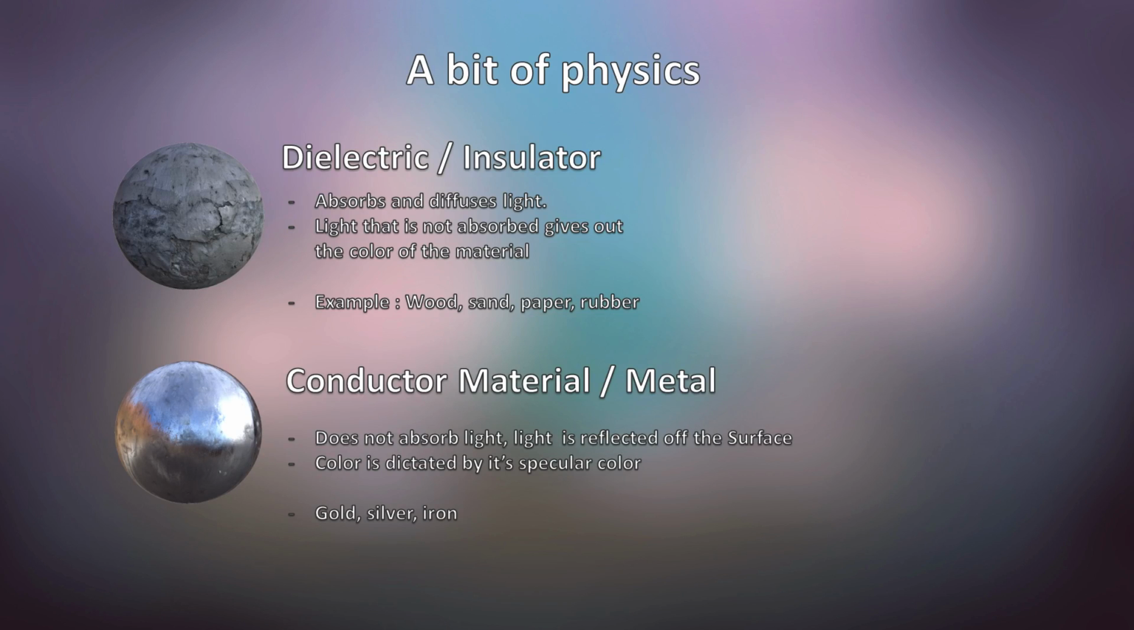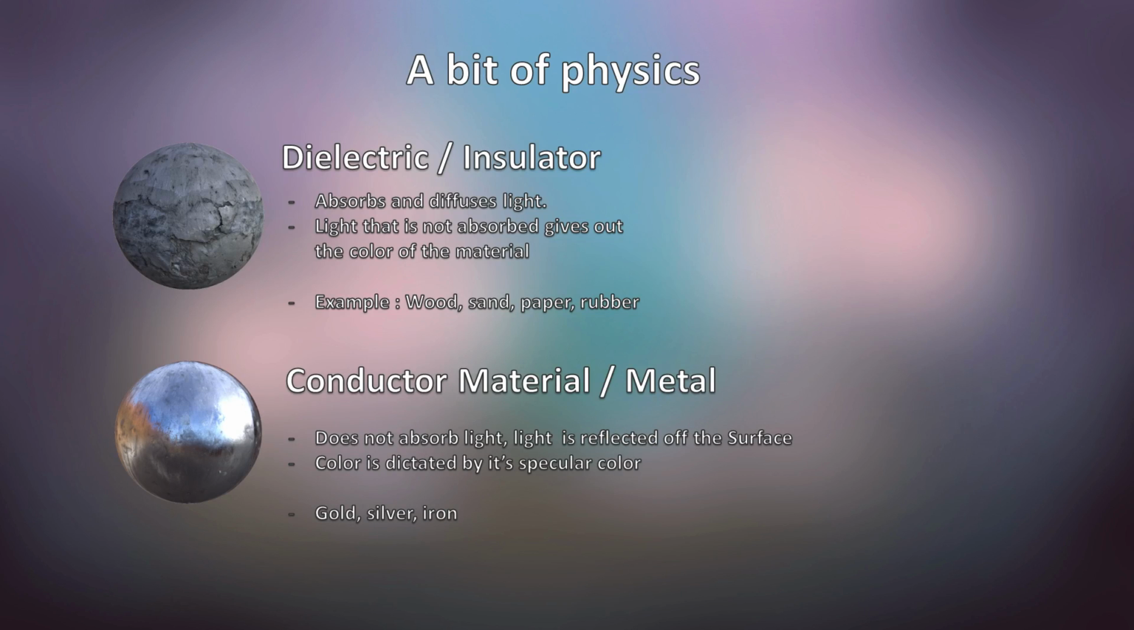Now for the PBR, the new thing about it is that it discriminates between the dielectric, the insulator, and the conductor material. The difference between the two is that the dielectric absorbs and diffuses light, and the light that is not absorbed by this material, pretty much like the apple, is giving the color to the object. It's called the diffuse map. For instance, for these kinds of materials, you got wood, sand, paper, rubber, anything that doesn't have any metal in it.